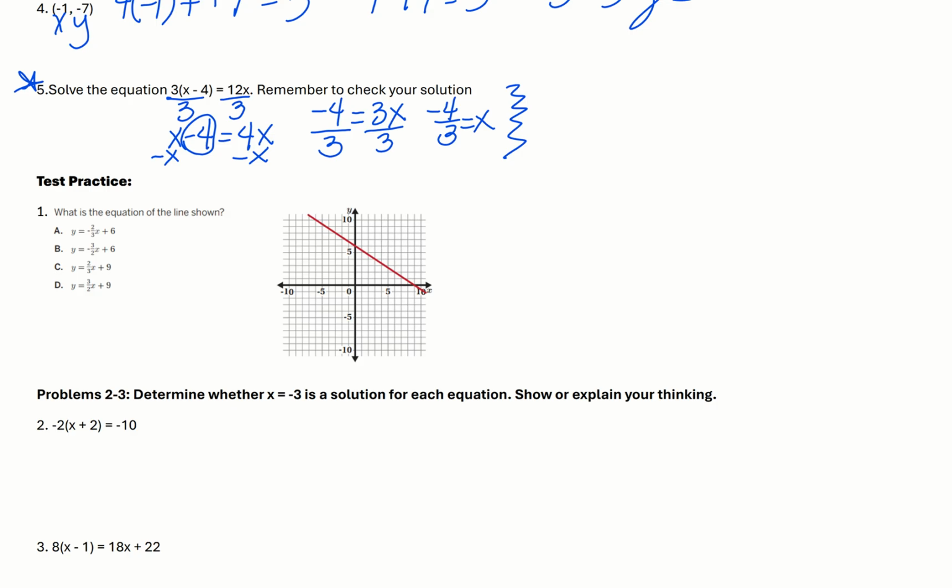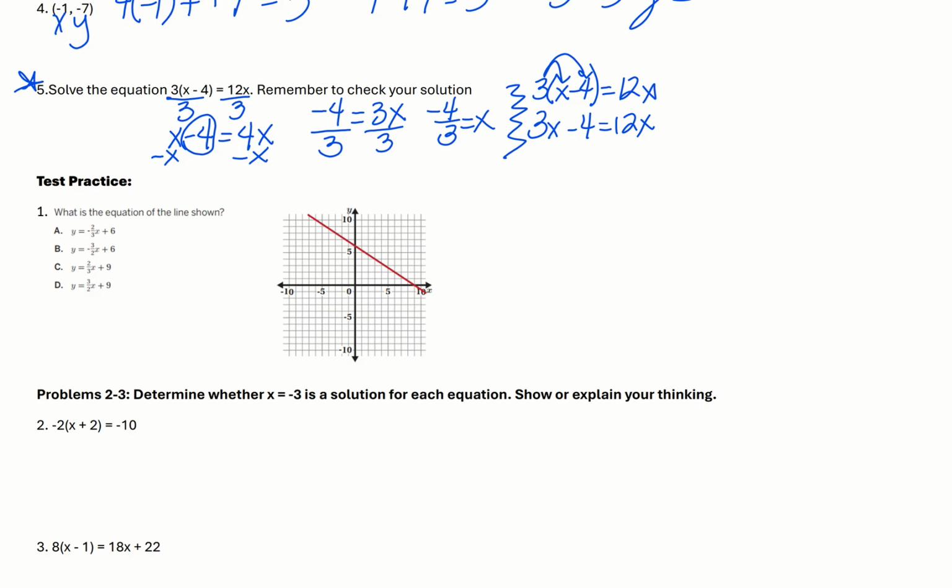So the second way I'm going to do it is I'm actually going to take my equation, 3 parentheses x minus 4 equals 12x. And I'm actually going to distribute first. So I get 3x minus 4 equals 12x. Now it should come out the same answer. So as long as I did my math right, it should come out the same answer.